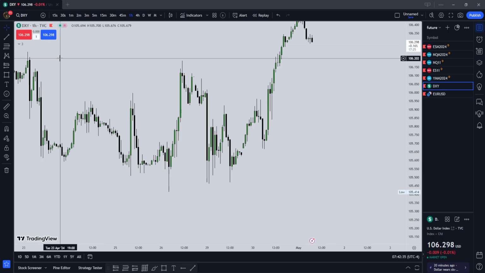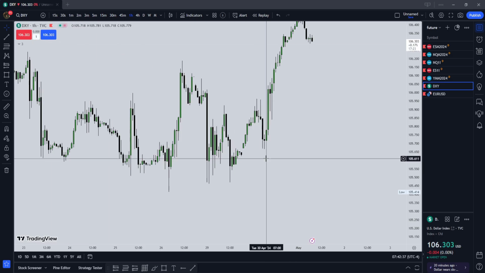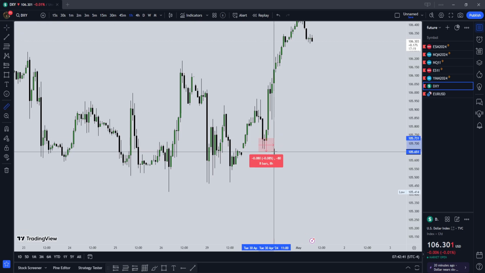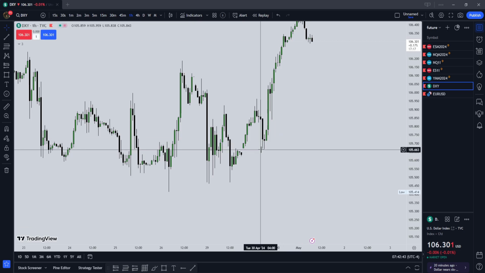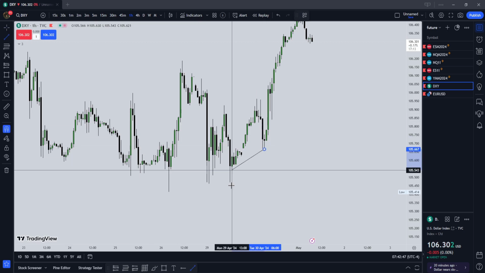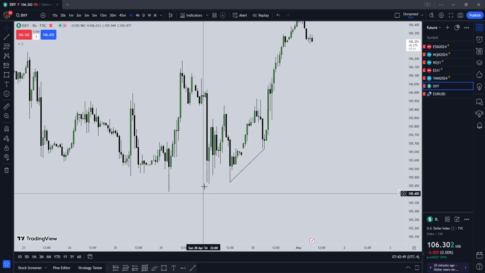So I am on the DXY chart right now. I want you guys to focus on these 6 a.m., 5 a.m. candles right here. As you can see, DXY didn't take these lows out at all.